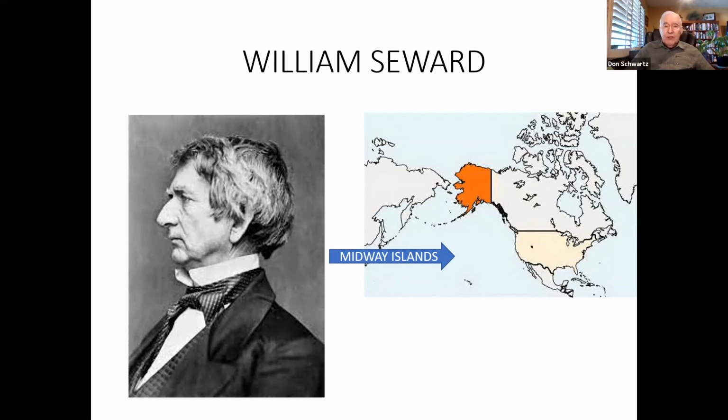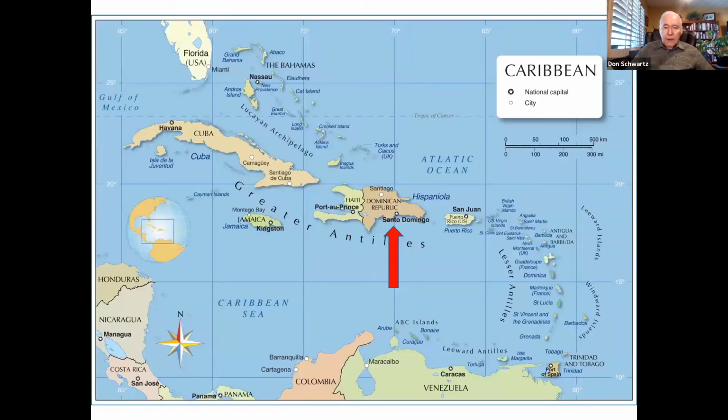However, Presidents Andrew Johnson and Ulysses S. Grant were interested in taking territories in the Caribbean area, such as Santo Domingo, highlighted by this arrow. They also were interested in taking Haiti, as well as the Danish West Indies, which is now known as the US Virgin Islands. And they were also interested in taking Cuba. But Congress was strongly opposed to any overseas adventure.